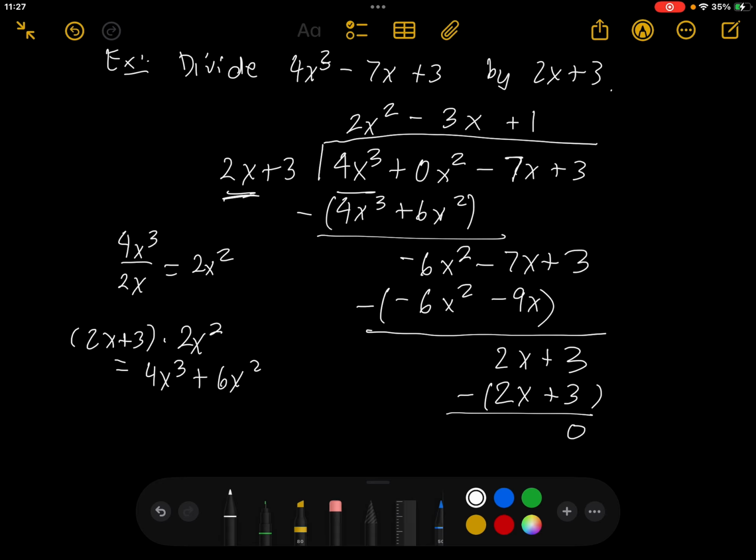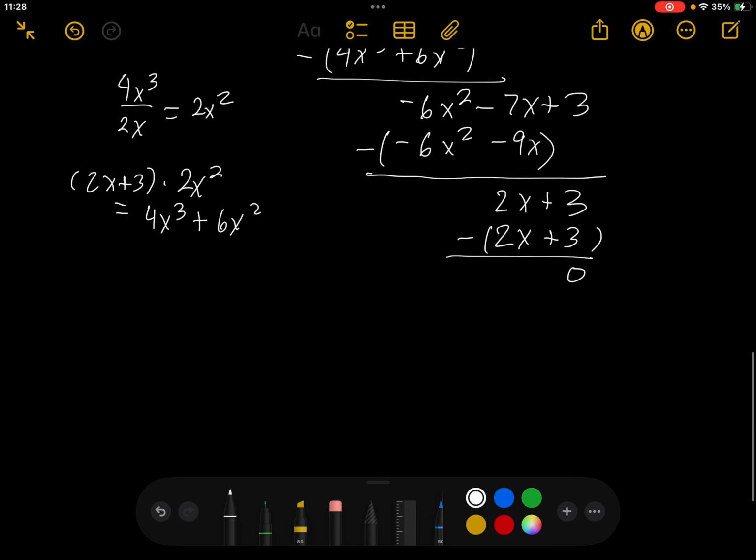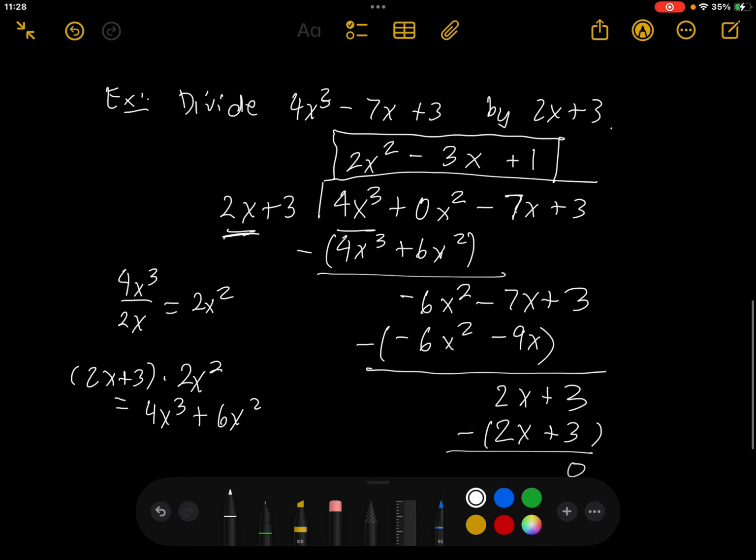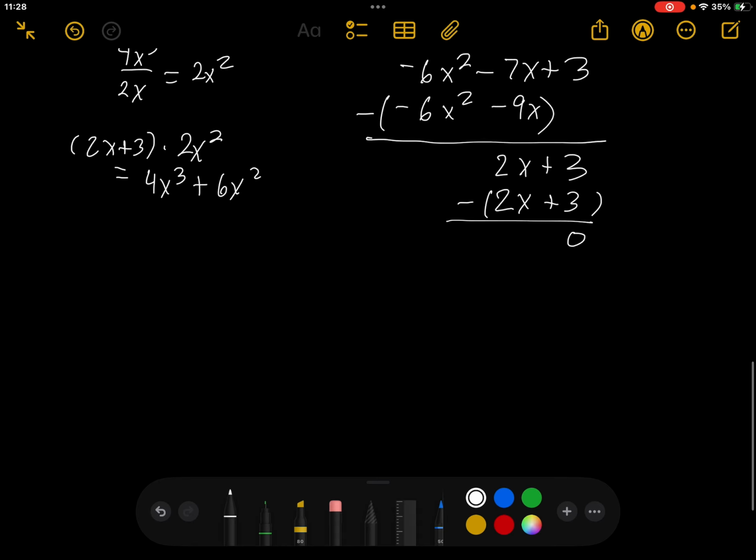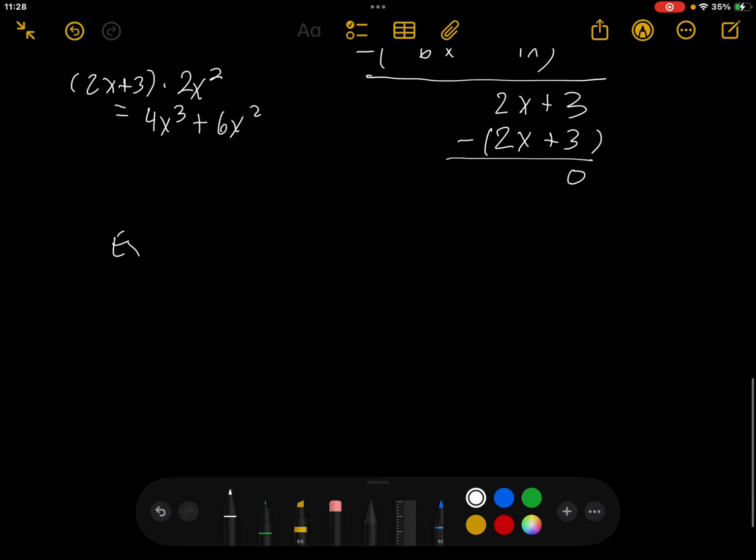So since you ended up getting 0, that tells you that 2x plus 3, when you multiply it by 2x squared minus 3x plus 1, gives you 4x cubed plus 0x squared minus 7x plus 3 exactly. Okay. So the answer was 2x squared minus 3x plus 1. Let's do an example where you get a remainder.